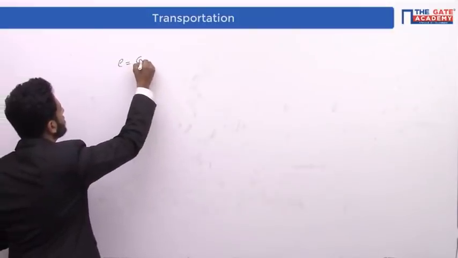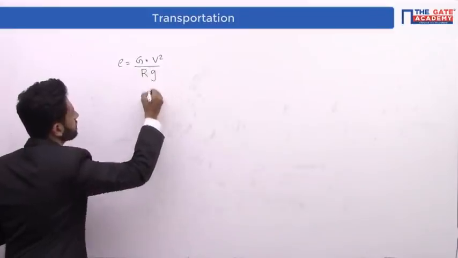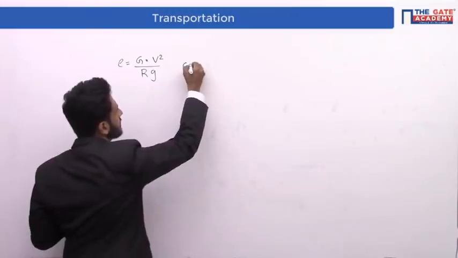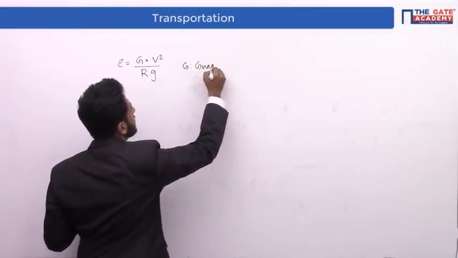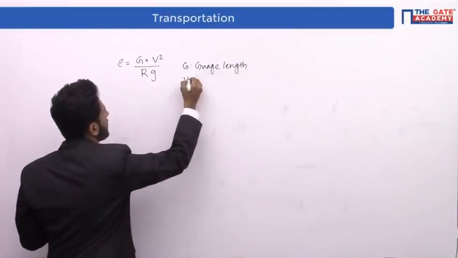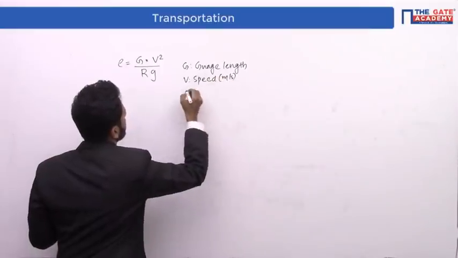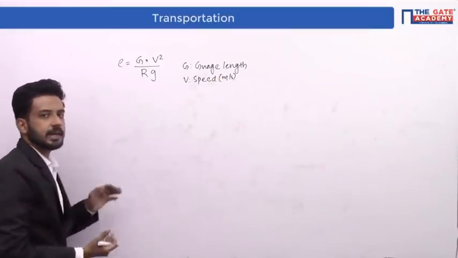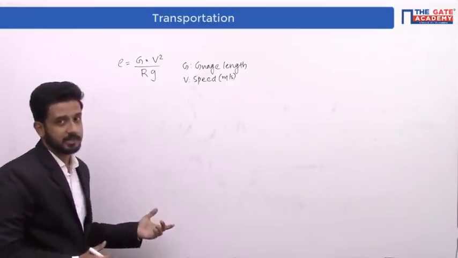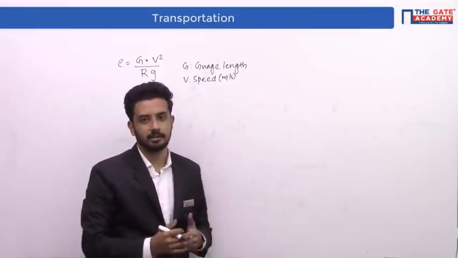e is equal to G into V square divided by Rg. What is this G? G is nothing but the gauge length. V is speed in meter per second, R is the radius and g is the acceleration due to gravity. So here also definitely the speed, this is what speed? Average speed of the train.